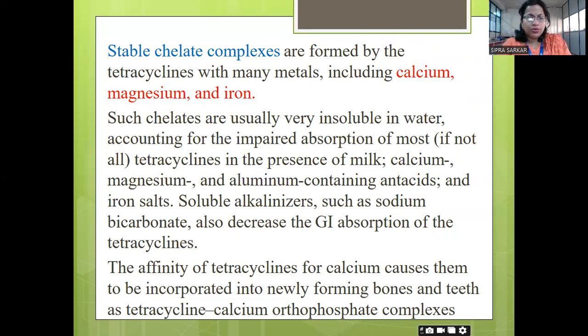then it will decrease the gastrointestinal tract absorption. The affinity of the tetracyclines for calcium causes them to be incorporated into newly forming bones and teeth as a tetracycline calcium orthophosphate complex. So if calcium reacts with the tetracycline, it causes problems to the bones and teeth. That's why tetracycline should not be given with milk. That means whenever you are taking any tetracycline, milk cannot be consumed. They will form a complex and cause some staining of the teeth and bones also. There will be some bleaching of the bones.